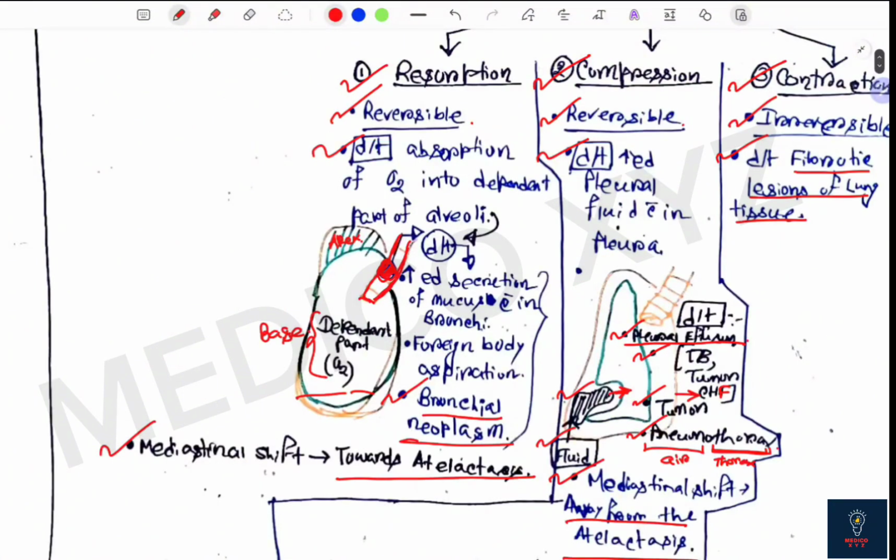Now, contraction atelectasis is irreversible. It is due to fibrotic lesions of the lung.